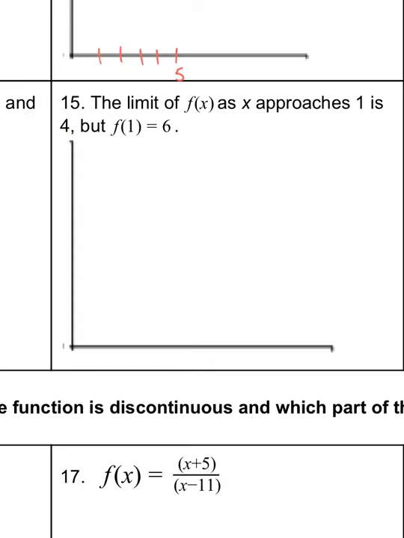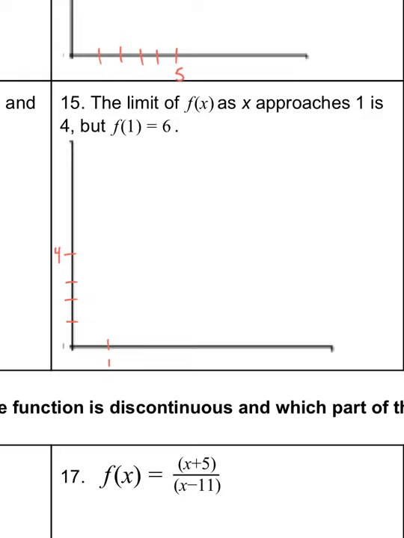Okay, for 15, the limit as x approaches 1 is up at 4. So as x approaches 1, the y value has to be up here at 4. So your graph has to be coming in at 4.